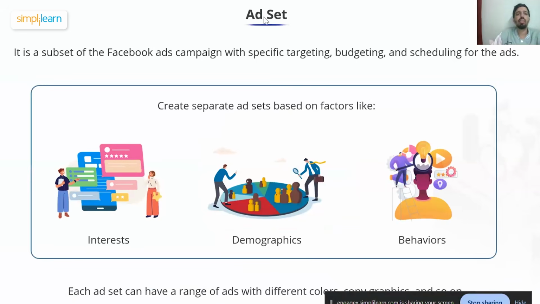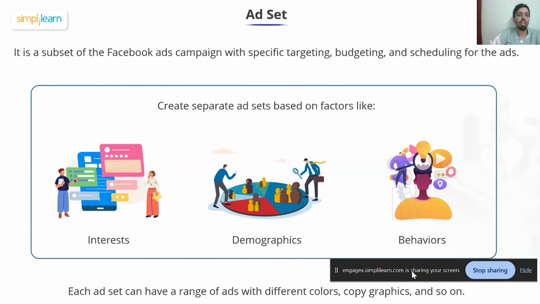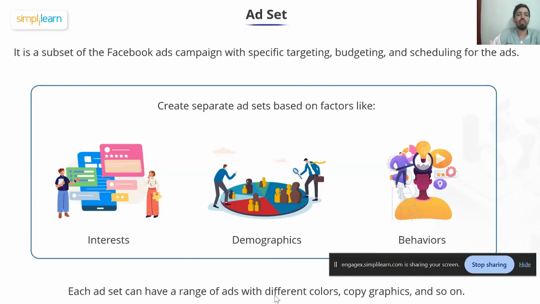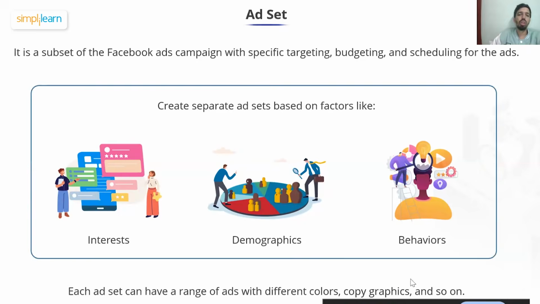Now second is ad set. Ad set is nothing but a subset of the Facebook campaign with specific targeting, budgeting, scheduling for the advertisement. So here you are creating separate ad sets with different audience, with different budget, with different scheduling. Where you are targeting the interest of the audience, the demographics of the audience, the behavior of the audience. Okay. So each ad set can have a range of ads with different colors, copy, graphics, and so on. So this is a quick understanding and brief of Facebook campaign.